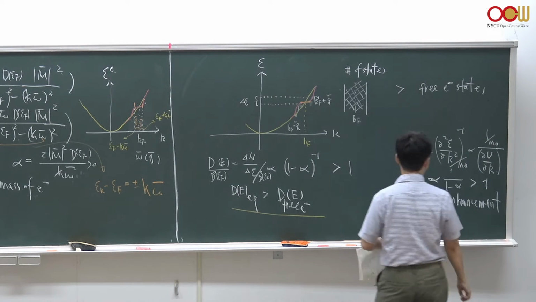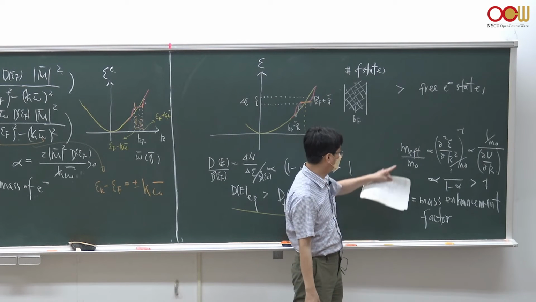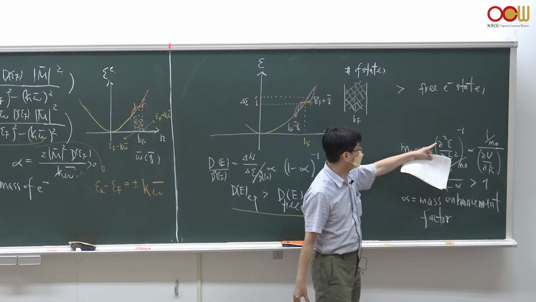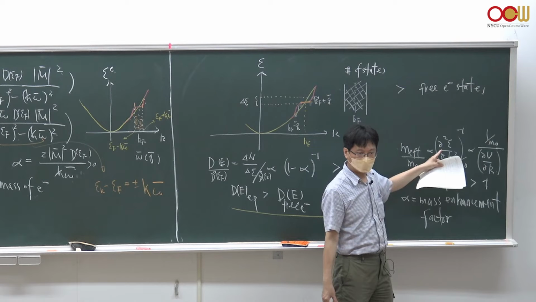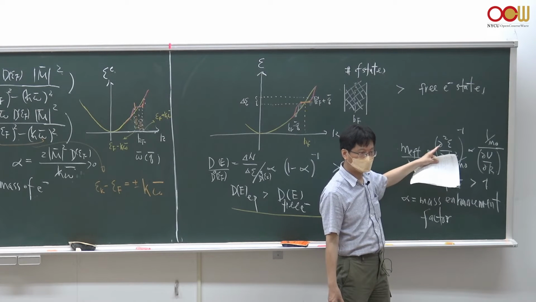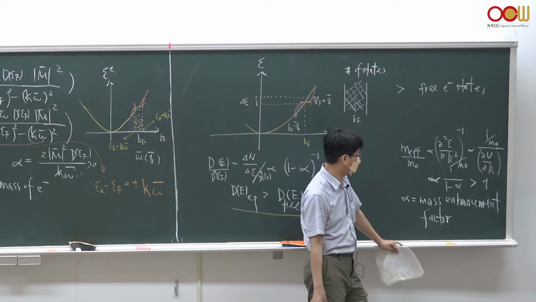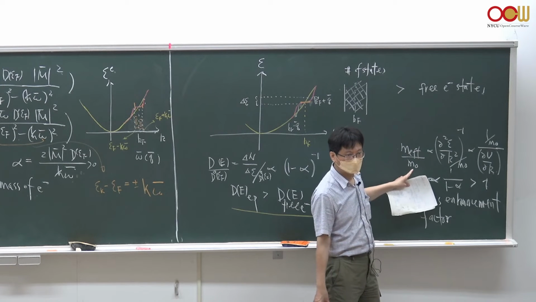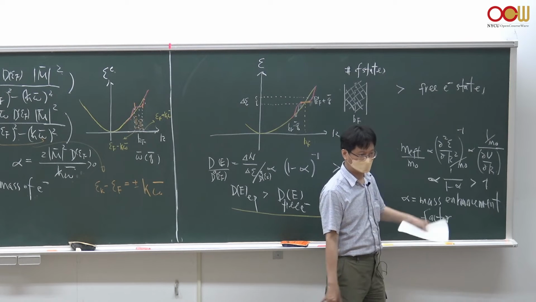And finally, we could estimate this mass enhancement. Remember, the electron effective mass is defined as the inverse of the curvature of your electron dispersion, right? The second derivative of epsilon with respect to k, and you invert that curvature, you get the effective mass of the electron. And this electron effective mass compared to the free electron mass is actually larger.